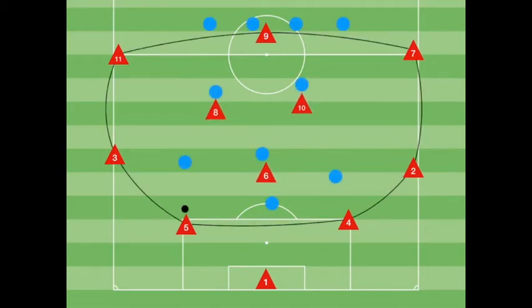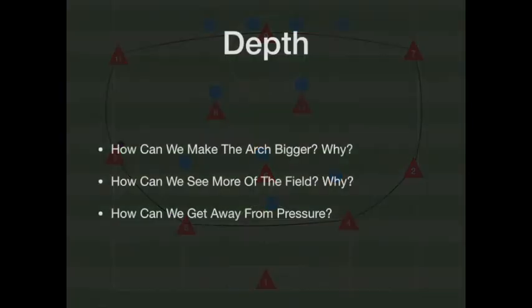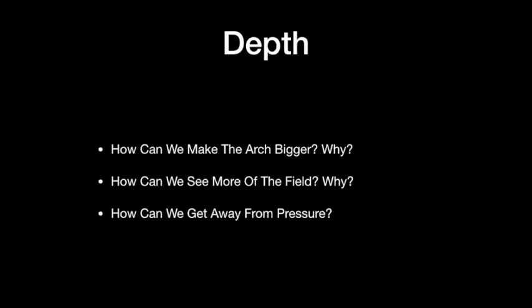Let's say now we have the ball, one of our center backs has the ball, and we are attempting to distribute it towards the side of the field that is specifically moving. If the player that passes the ball, number 5, passes the ball to our outside back, number 3, and it just stays there, we must be able to create something called depth. Depth is vertical. How can we make the arch bigger?